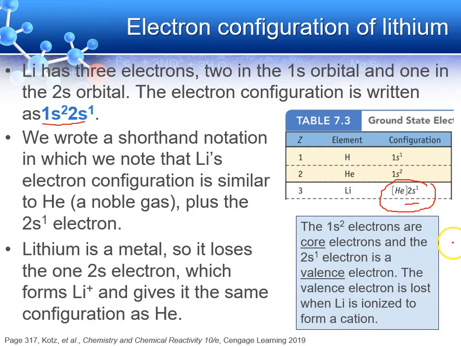So remember when we first introduced the idea of electron configurations and writing these shorthand, we noticed for lithium that the 1s2 electrons were the core electrons. So the core electrons were the same as the electrons that represented the electron configuration for helium. And then the 2s1 electron was in addition to that, and we called those valence electrons. So what happens here is that lithium loses its valence electron. It has only 1, and when it loses that, it becomes an Li plus cation.